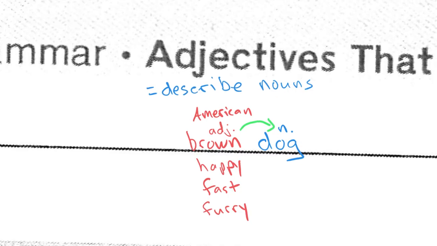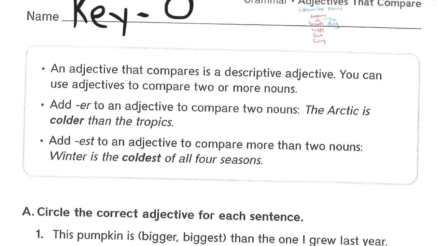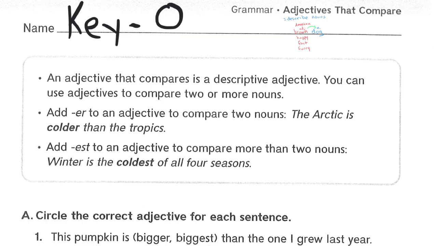Why is that important? Because we're going to talk about a specific kind of adjective today. And that says, I'll get my highlighter out, it says descriptive adjective. And what is a descriptive adjective? It says an adjective that compares is a descriptive adjective. You can use adjectives to compare two or more nouns. How do you do that? Well, here's a clue. It says add ER to an adjective to compare two nouns.